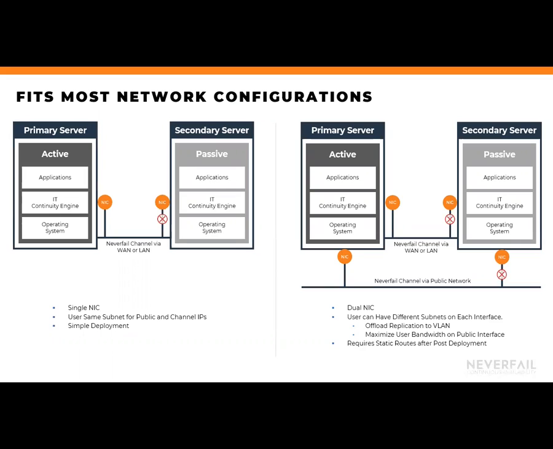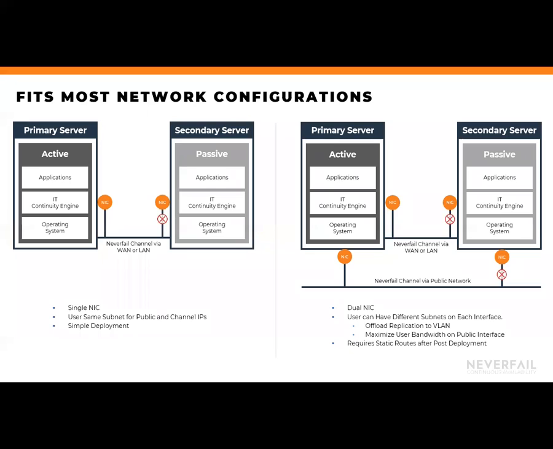We also have the ability to fit this to most network configurations. So we either have a single or a dual NIC configuration. So we talked about this a little bit earlier. In a single NIC configuration, you can run the channel and your public IP address all on the same interface. The other thing is that some organizations want to offload their replication traffic to, say, like a replication VLAN. So you can use a dual NIC configuration to do this, and you can even have it on the same network segment. It's okay. You can offload it to a different virtual LAN for that replication.